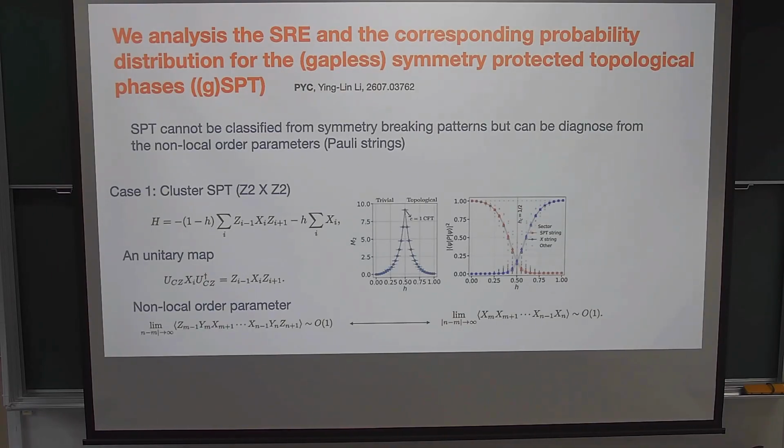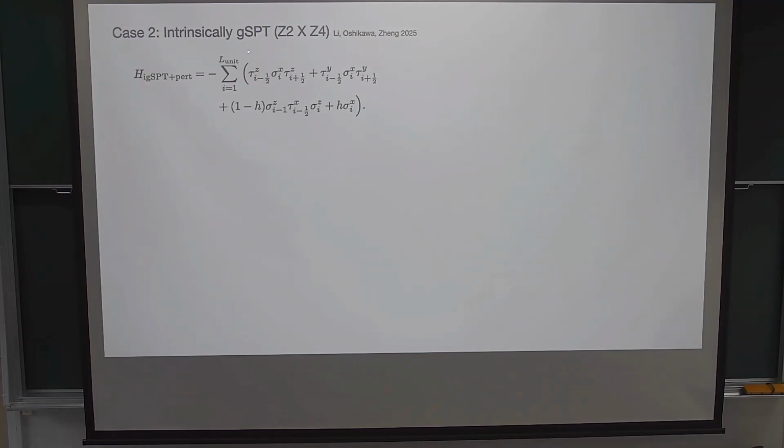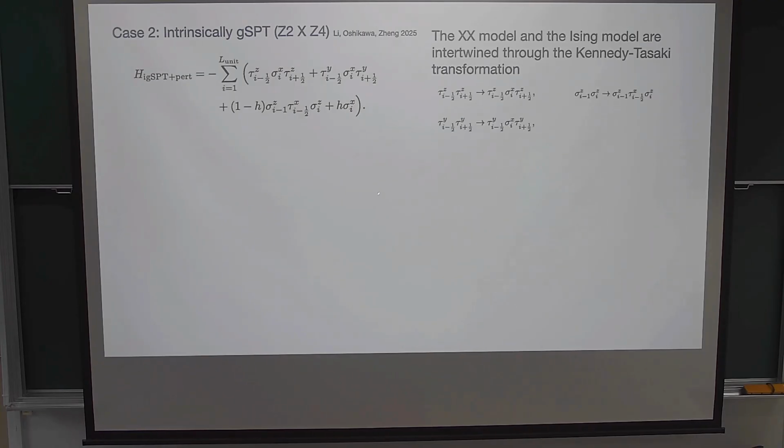So this is a trivial gapped phase. I will just use maybe 5 or 10 minutes to finish everything. Okay, so this is a more non-trivial one. It's what people call an intrinsically gapless SPT. It's heavily discussed in these papers, but the idea is there's a non-invertible symmetry. Basically, I have two kinds of spin, one is tau, another is sigma. If I don't do this KT transformation and look at the tau degrees of freedom, it's just an XX model, which is a central charge 1 theory, gapless. If I look at the sigma part, which is the ZZX, it's just the Ising model, which is gapped, and only has a transition when H equals 0.5.